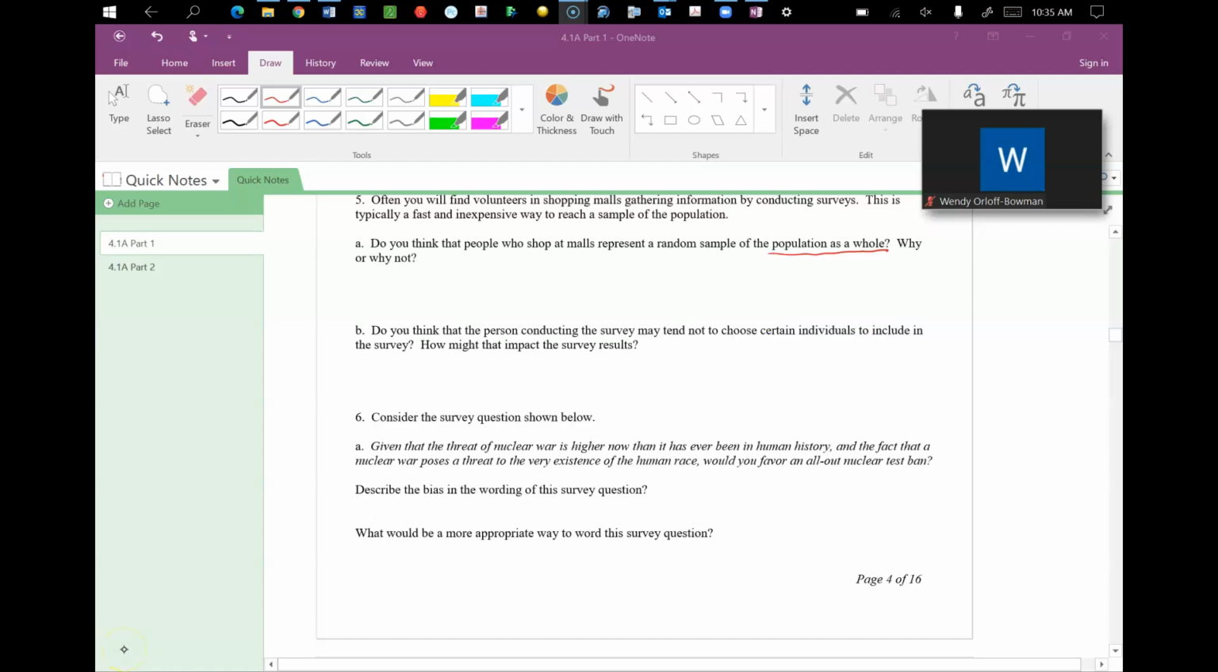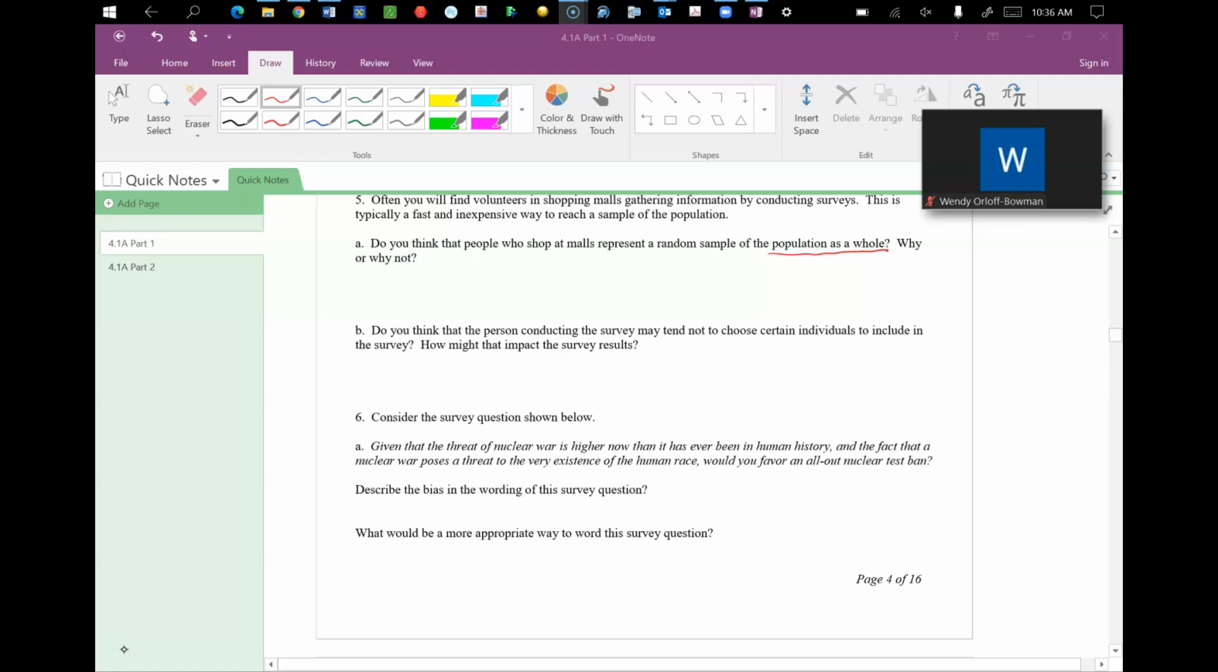Another example of bias can result in how we pose the question. Even if we randomly select the subjects to answer a question, how we pose the question could lead to bias. So here's an example in number 6. Given that the threat of nuclear war is higher now than it has ever been in human history, and the fact that a nuclear war poses a threat to the very existence of the human race, would you favor an all-out nuclear test ban? Describe the bias in the wording of this survey question. What would be a more appropriate way to word this survey question?